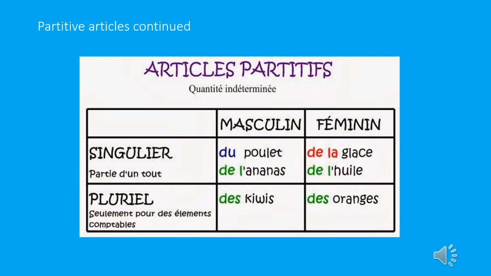Repeat after me. Je mange de l'ananas. Je mange de l'ananas. Je mange de l'ananas. Okay, then, feminine there.